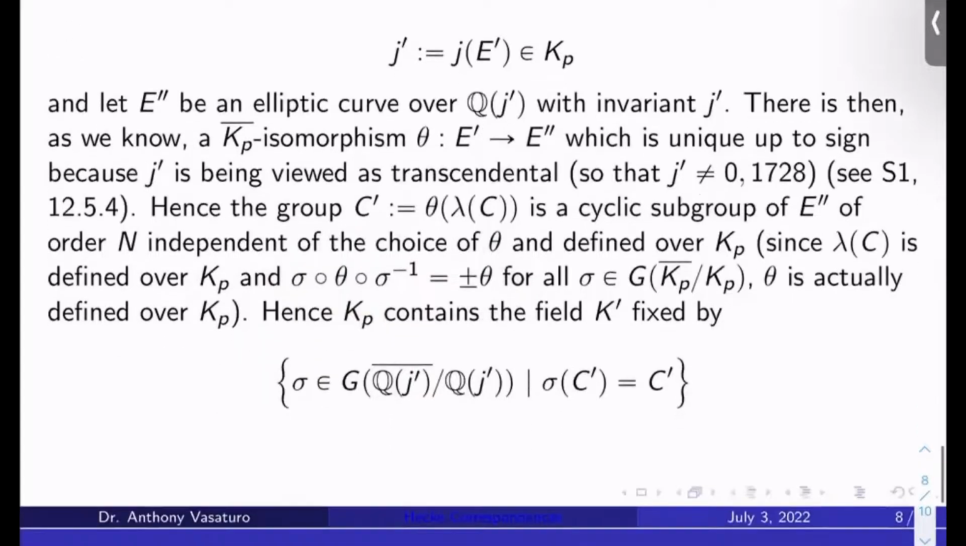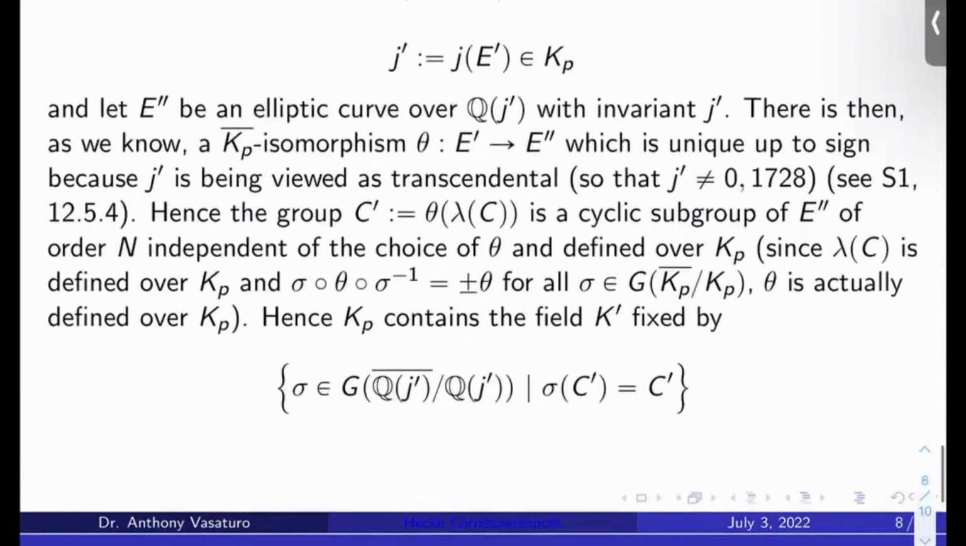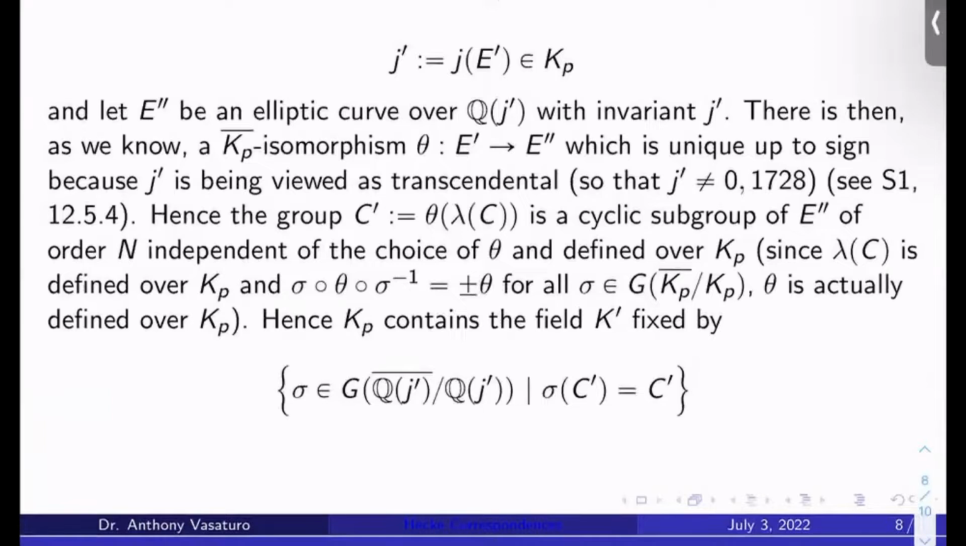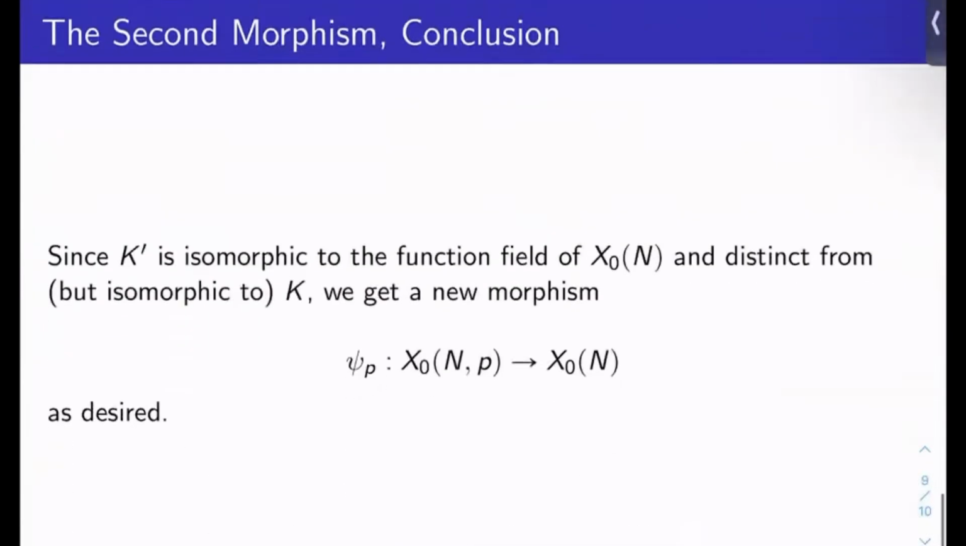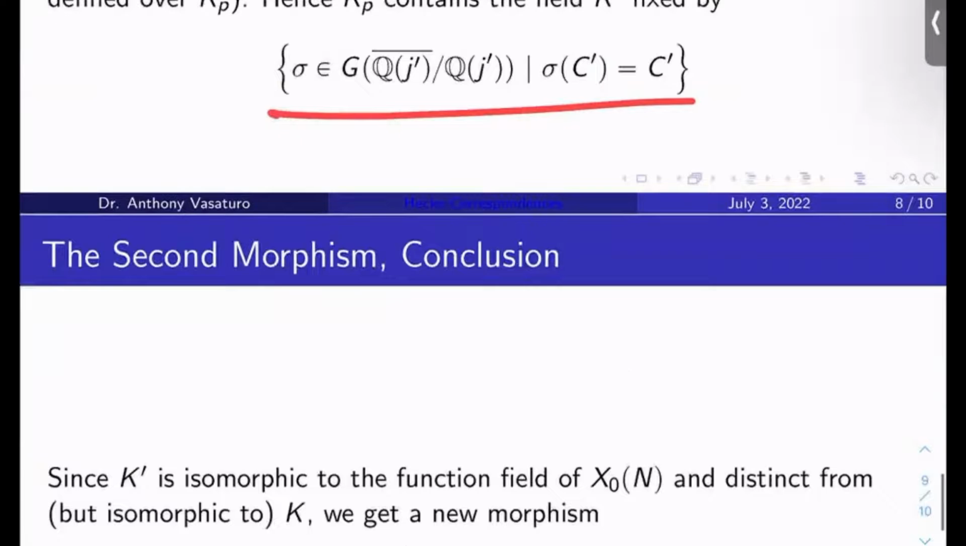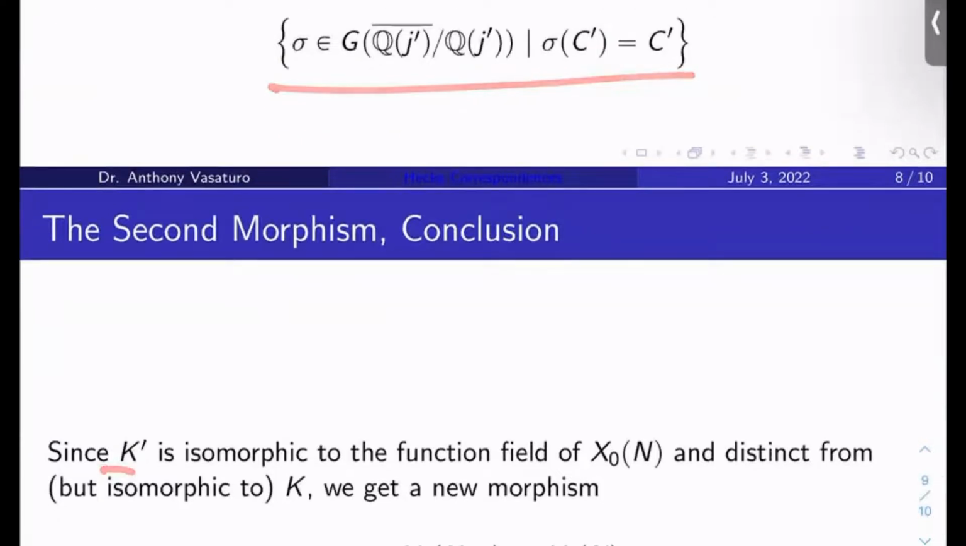Okay, and so that means, well, you can check, this is a quick little exercise, but it's kind of easy to see naively. KP actually contains the field K prime fixed by all of the sigma in the absolute Galois group of Q adjoin J prime that fix C prime. Okay, so I'll leave it as an exercise for you to translate all of the stuff I said above into this simple statement.